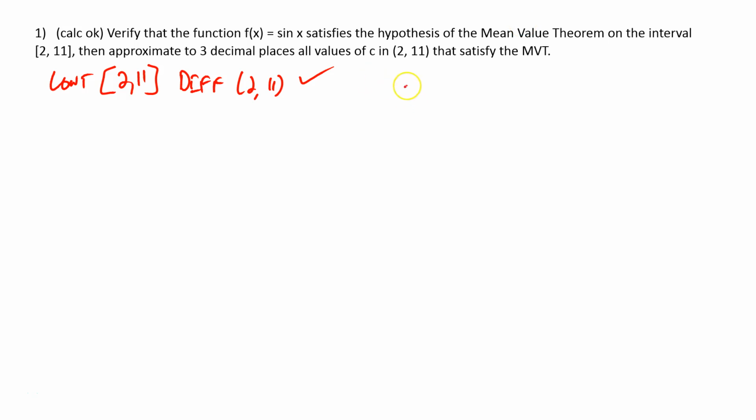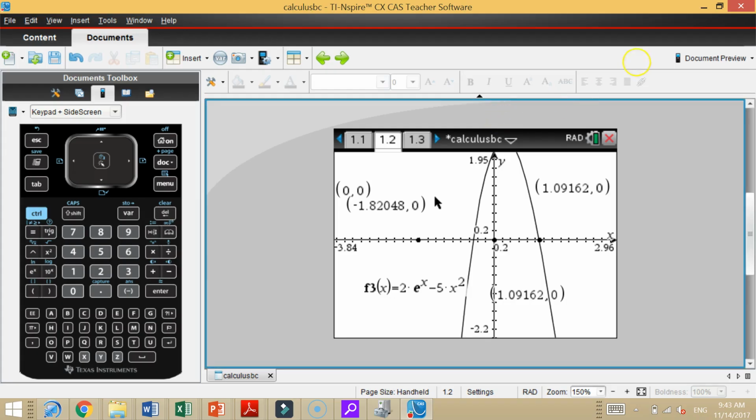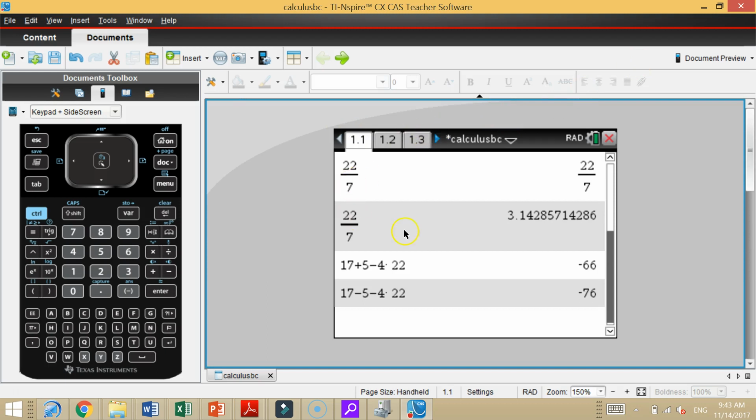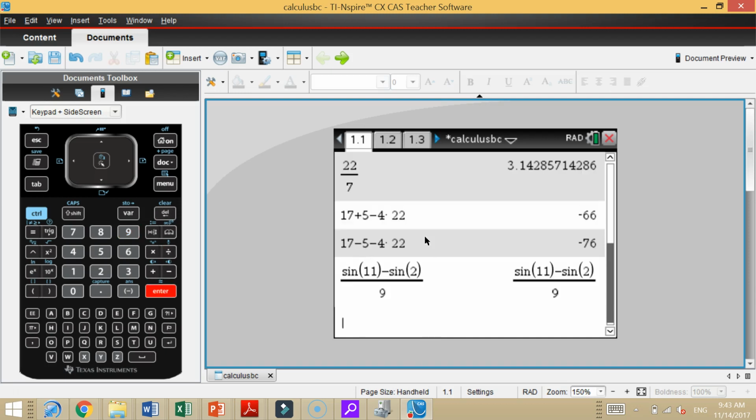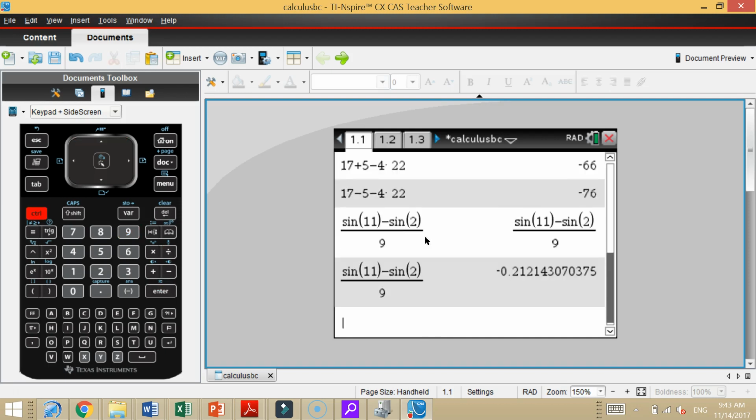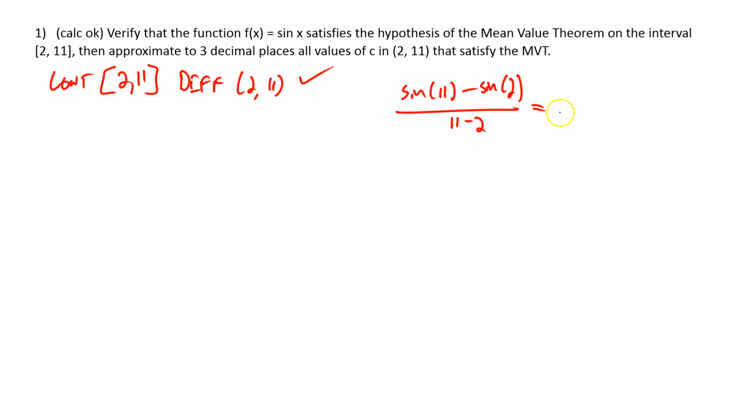So we have to find the slope. So sine of 11 minus sine of 2 divided by 11 minus 2. So we'll use our calculator to do that. Go to our calculator window, and we're going to do sine of 11 minus sine of 2 divided by 11 minus 2, which is 9. Okay, and we use Control Enter to get an approximate value, negative 0.212143.